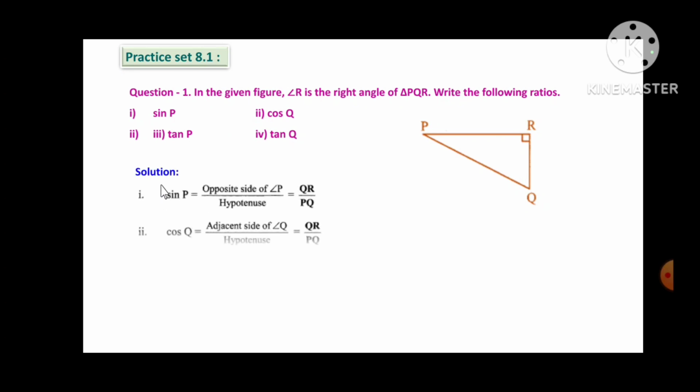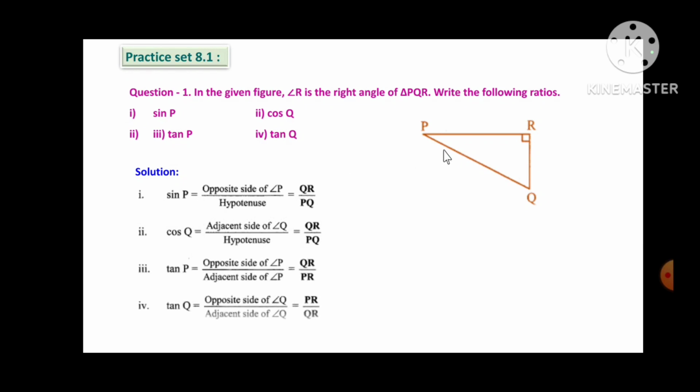Friends, we will write that first sin P is equal to, this is angle P. Sin means opposite side upon hypotenuse. So opposite side is QR and hypotenuse is PQ. Now cos Q, this means this angle. Cos ratio is the adjacent side upon hypotenuse. So adjacent side of this angle Q is QR and hypotenuse is PQ.